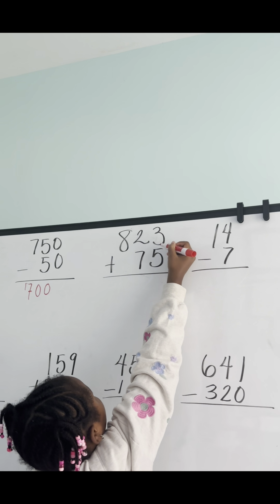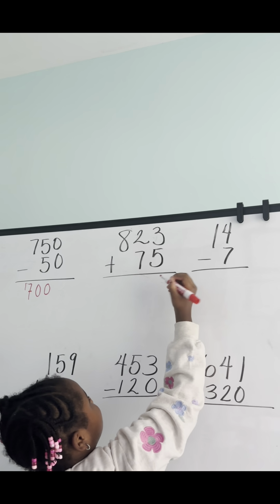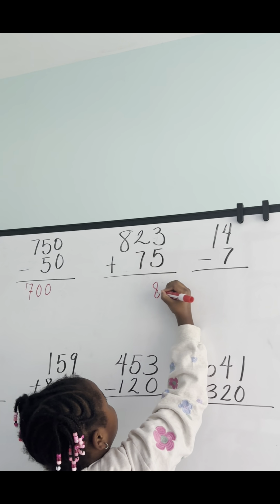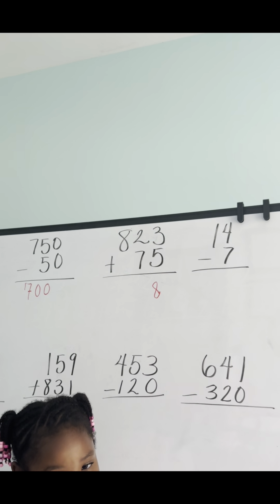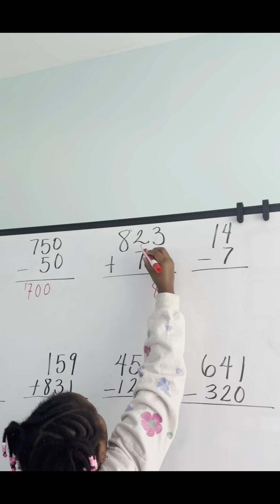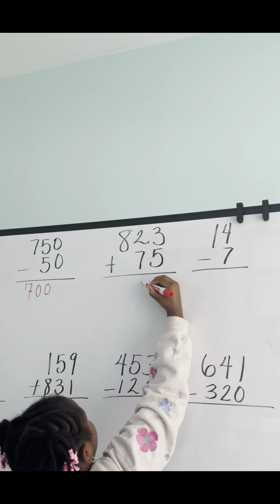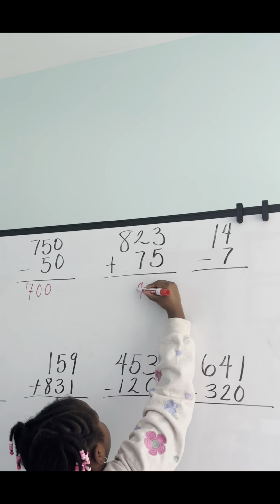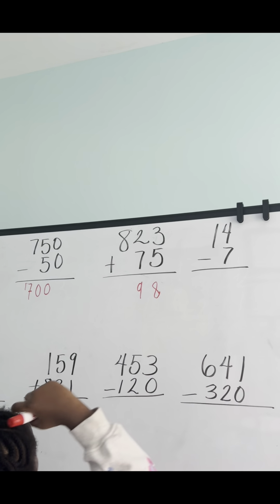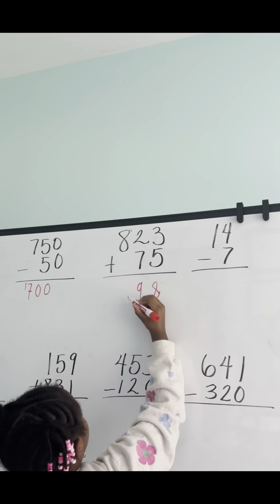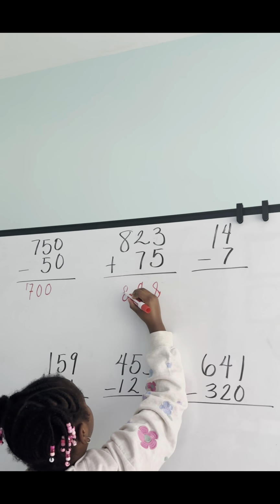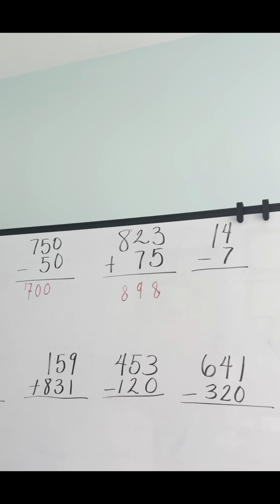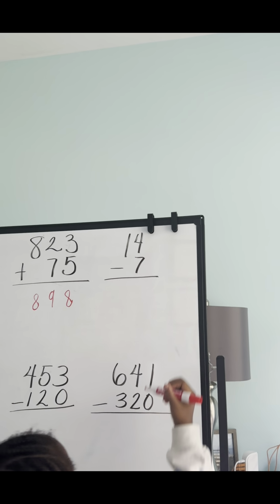So this one, we're taking this one and that one. So say the numbers as you add them. 3 plus 5 is 8. And then the next one is 2 plus 7, which would be a 9. Then 8 plus 0 equals 8. So it's 898.